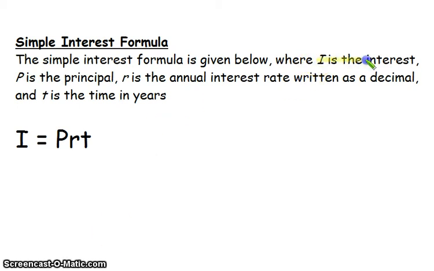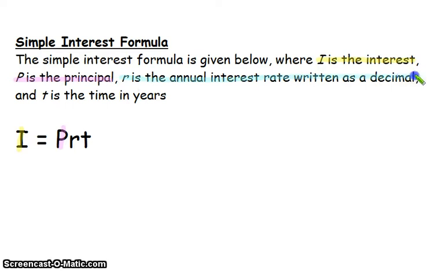The I is the interest. That's how much money you're going to make off of the amount you put in that the bank will give you. So that's your I, your interest. Your P is the principal amount. That's how much you put in originally into your bank. Your R is the annual interest rate.